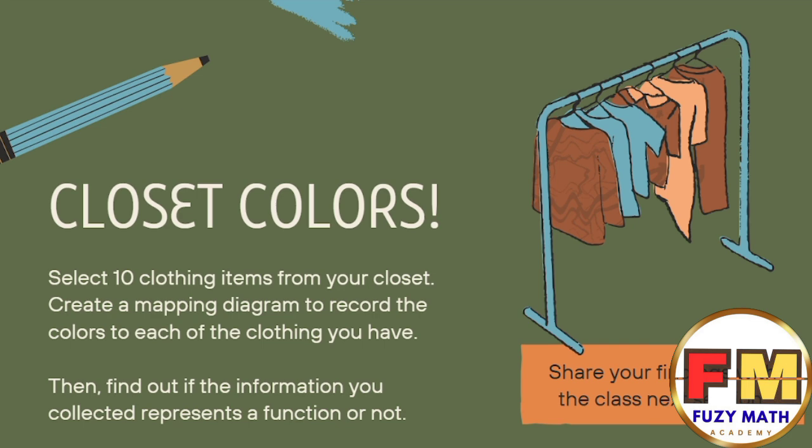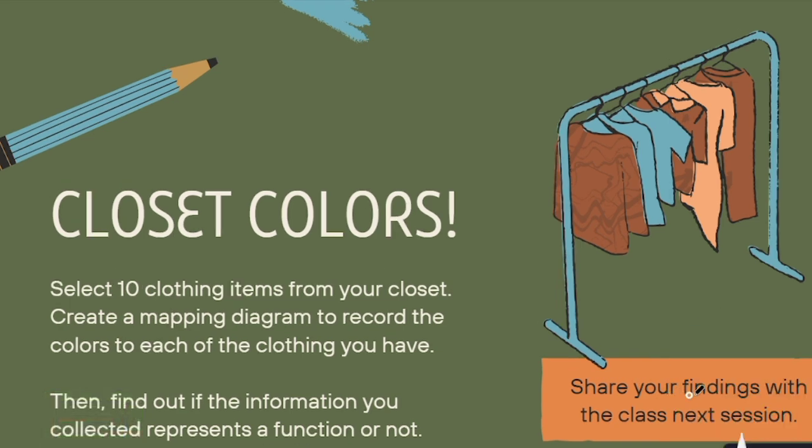Closet colors. Select 10 clothing items from your closet. Create a mapping diagram to record the colors of each of the clothing you have. Then find out whether the information you collected represents a function or not. Share your findings with the class next session.